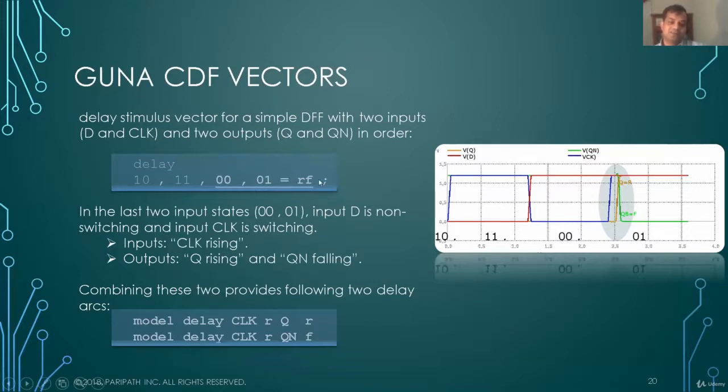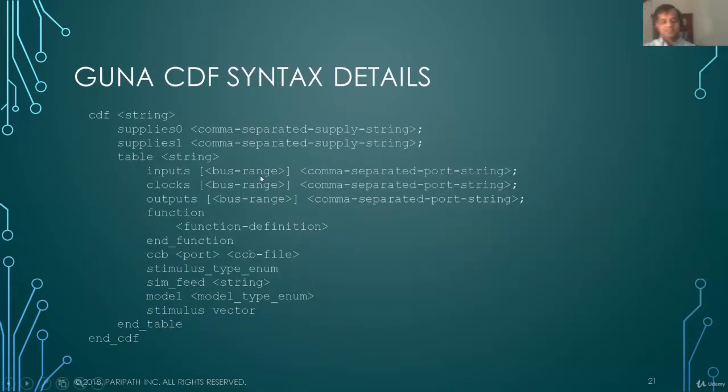Looking at the last two vectors and the output, the models are model delay clock R QR and model delay clock R QNF. And that's your model, which will eventually be simulated, with results collected, and the same thing will show up in your Liberty files at the end of characterization. So this is your CDF syntax detail. Very small, but very powerful. And you will see that it can be really huge even for simple cells like DFF. It goes to several hundred lines. But this is the syntax of CDF. And if you end up writing a CDF, this is what you would end up using.